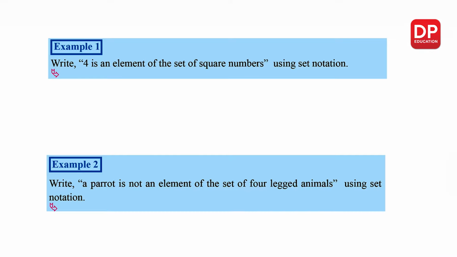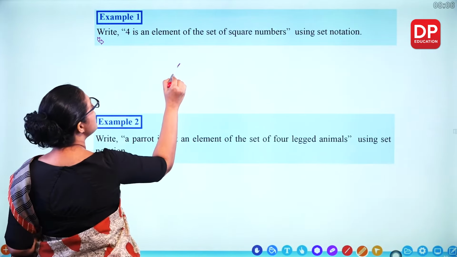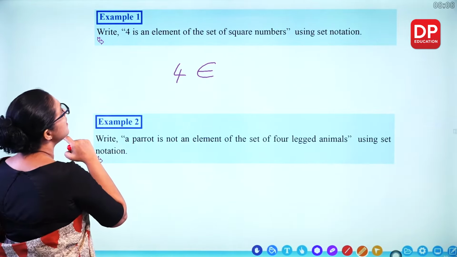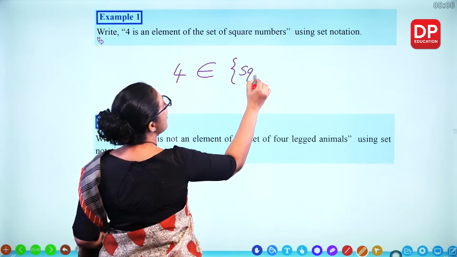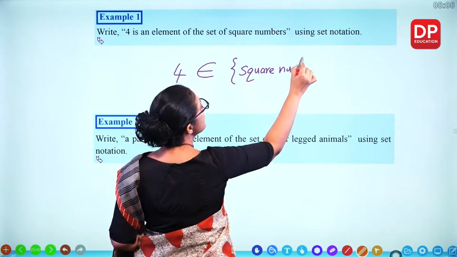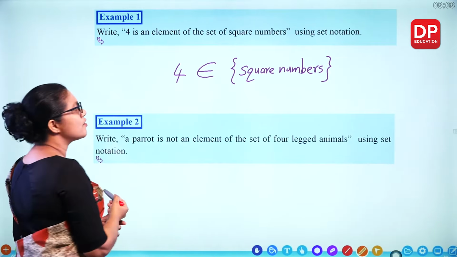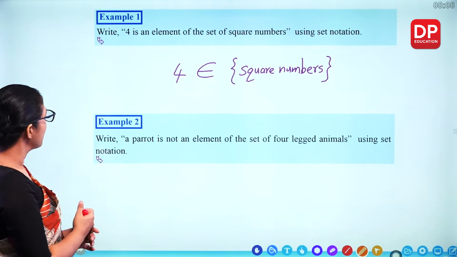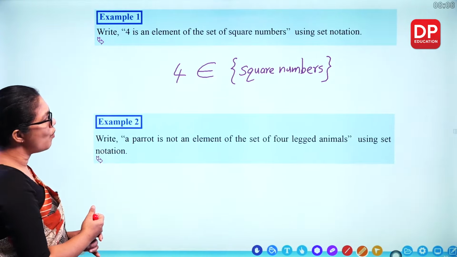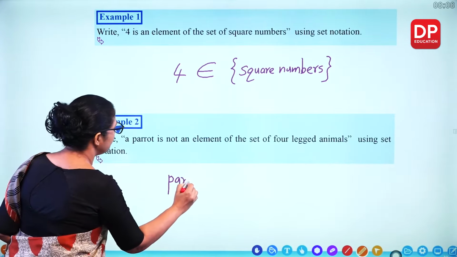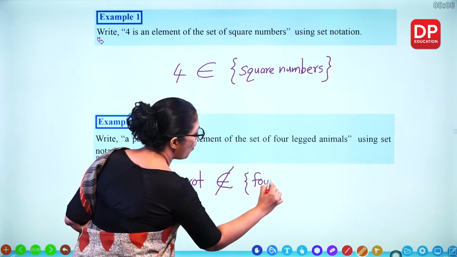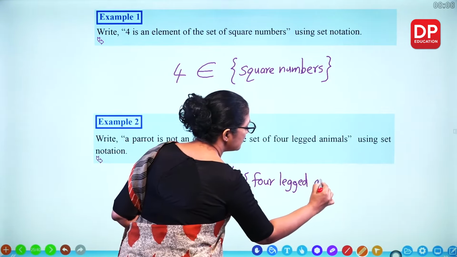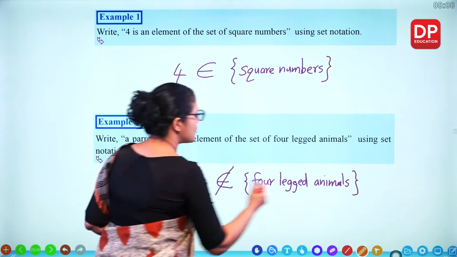Example number 1. Write 4 is an element of the set of square numbers using set notation. It's an element. So what's the symbol we use? 4 is an element, this symbol, in the set of square numbers. So we can write square numbers. So this is a set. Within curly brackets, you can describe the set, square numbers. Write a parrot is not an element of the set of 4-legged animals. Parrot is not an element. So we write this and cross it out. Not an element in 4-legged animals.